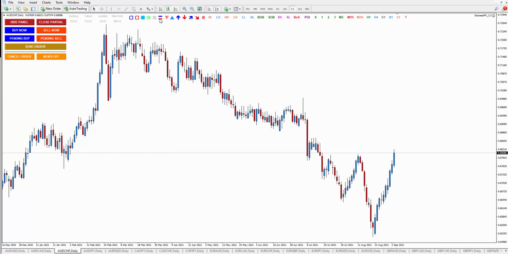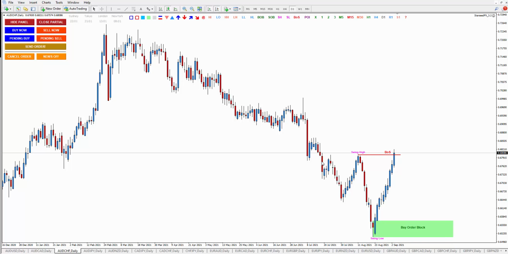It's still an Aussie currency, so they move almost similarly. Here is the break of structure, and this is our swing high, and this is our swing low, and our order block is the last bearish candle before the breakout happened. So this is our buy order block.